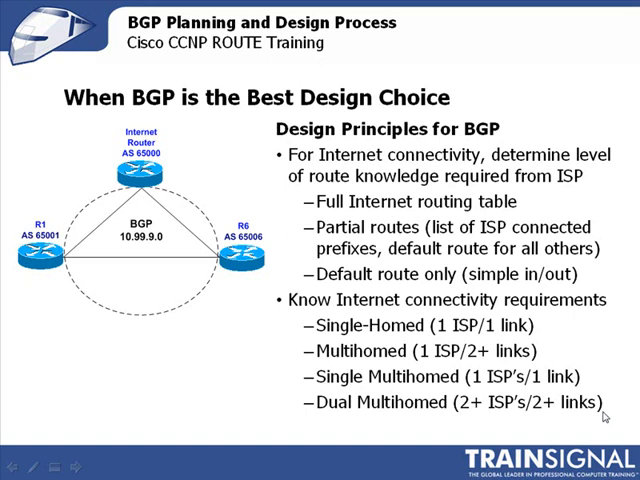The single multi-home designation needs a little bit of explanation because here it says one ISP, one link. A single multi-homed means you have one link to one service provider and one link to another service provider, and you're essentially using something like network address translation to hide the complexity, or one may be primary, one may be secondary. But then you have dual multi-home, where you have two or more internet service providers with two or more links to your particular premise. So know what kind of connectivity requirements you need to have.